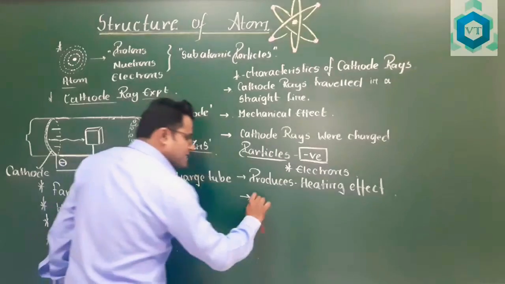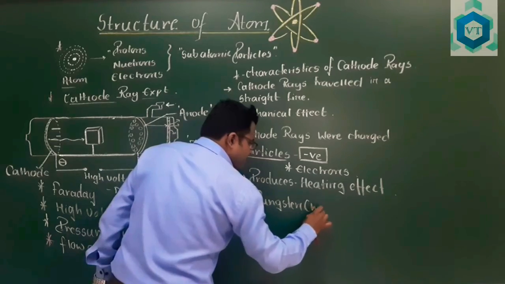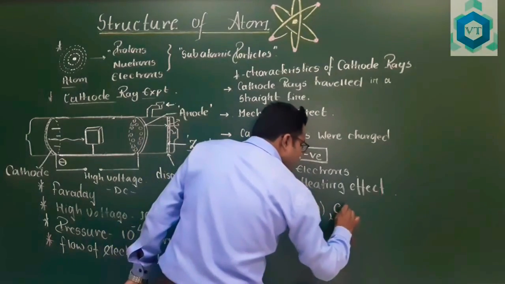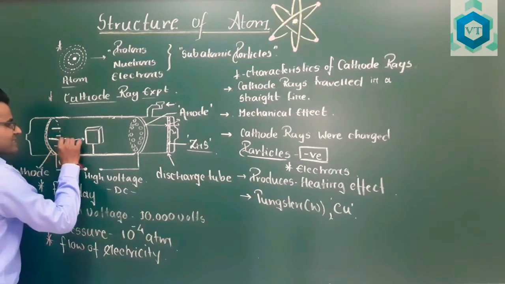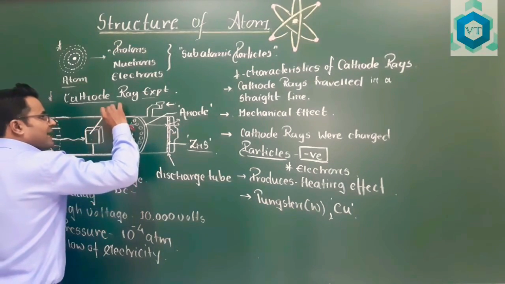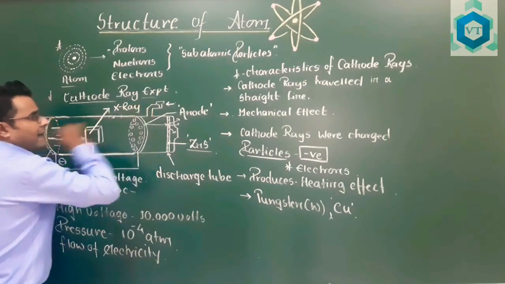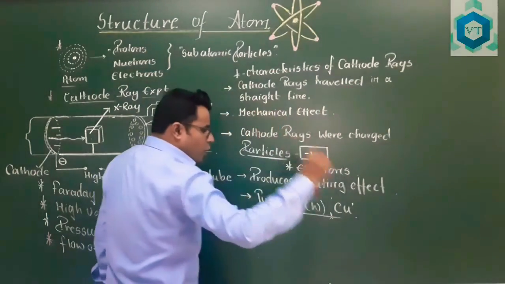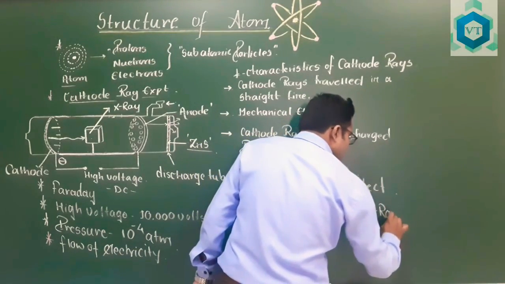Now, if we keep substances on the metal such as tungsten, please observe, we give it the symbol W, or copper in this case, then when the radiation, that is the cathode rays, strikes these metals, they emitted X-rays. Remember, they emitted X-rays. So if we keep metals such as tungsten or copper, it usually emits X-rays.